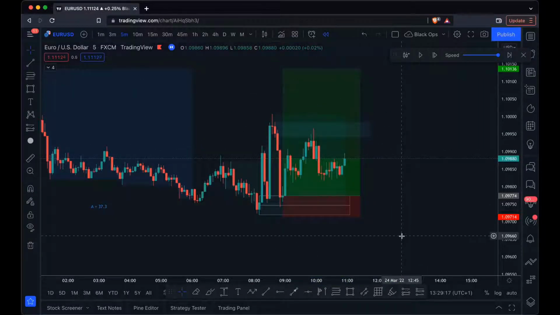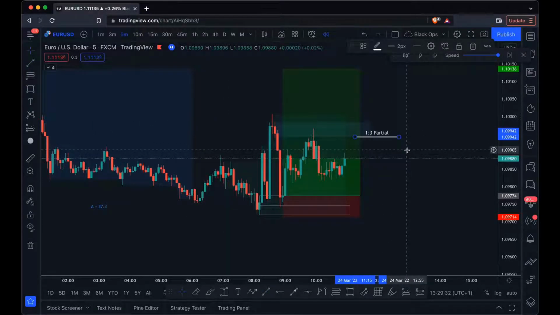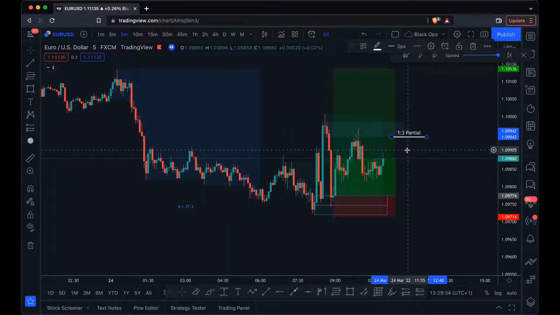So what can we do? We can put a partial within this area. What I'll do is I'm going to mark this out. So we can take a 1-3 partial at this point and ensure that we get paid, because price can easily reject it. If we look over here, we made a lower low, breaking this low here, and price pushed up as well. So we could come, react to this supply zone and then continue to the downside.